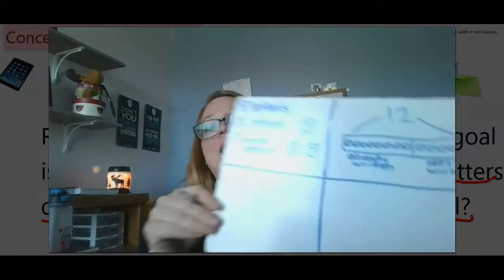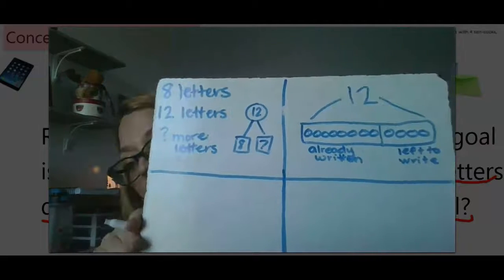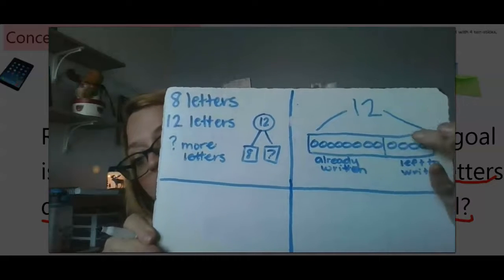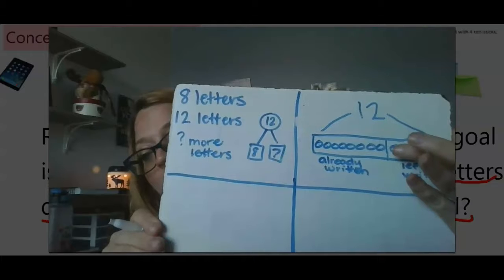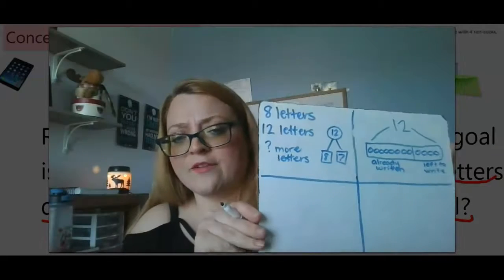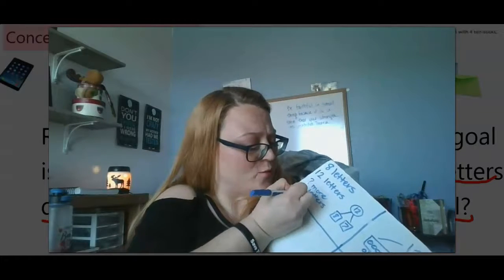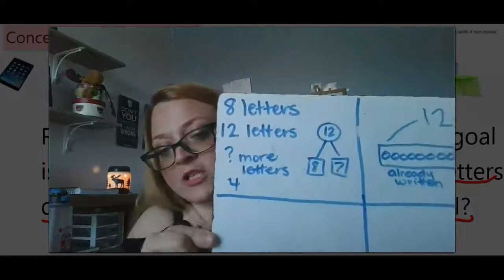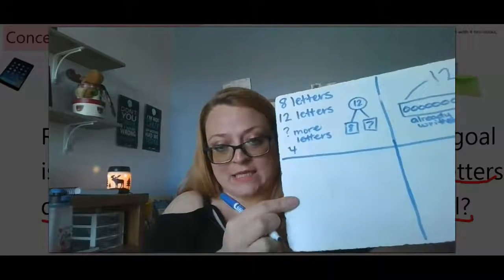It's important that we label our parts. How many are left to write? Count these circles right here. 1, 2, 3, 4. How many does she have left to write? Yeah, 4. So I'm just going to put a 4 right there just so I know. Now I need to write my number sentence, okay?